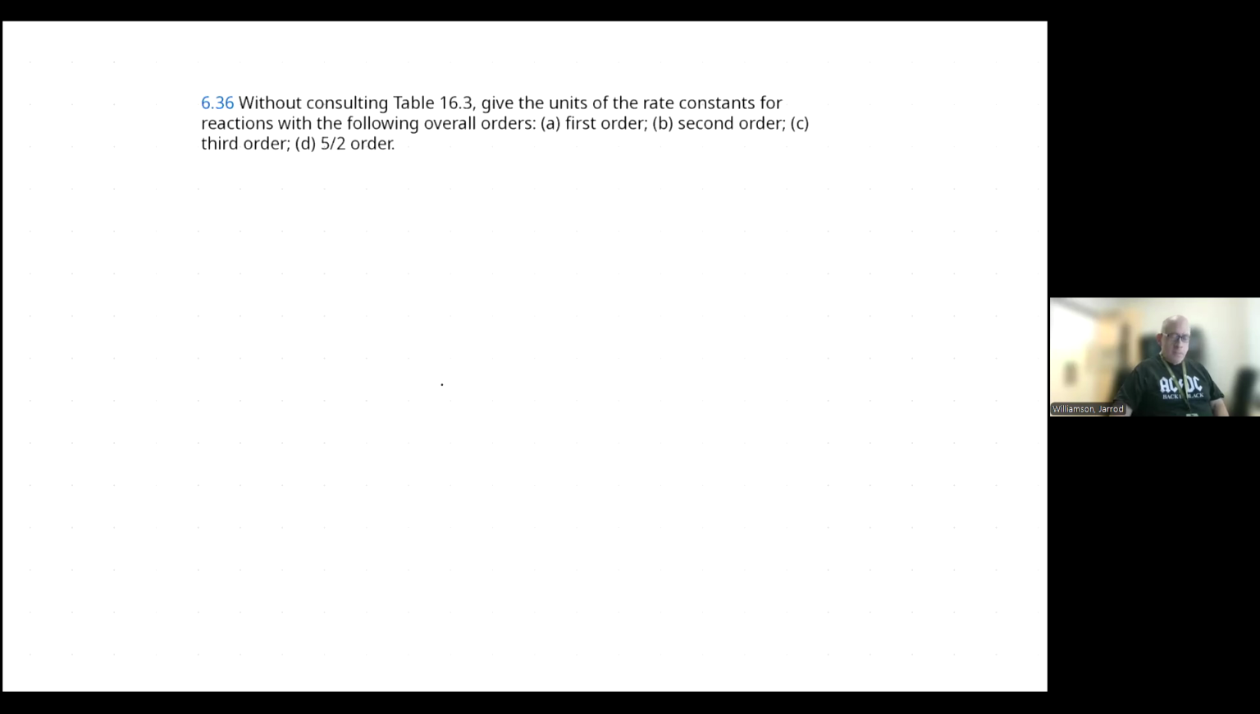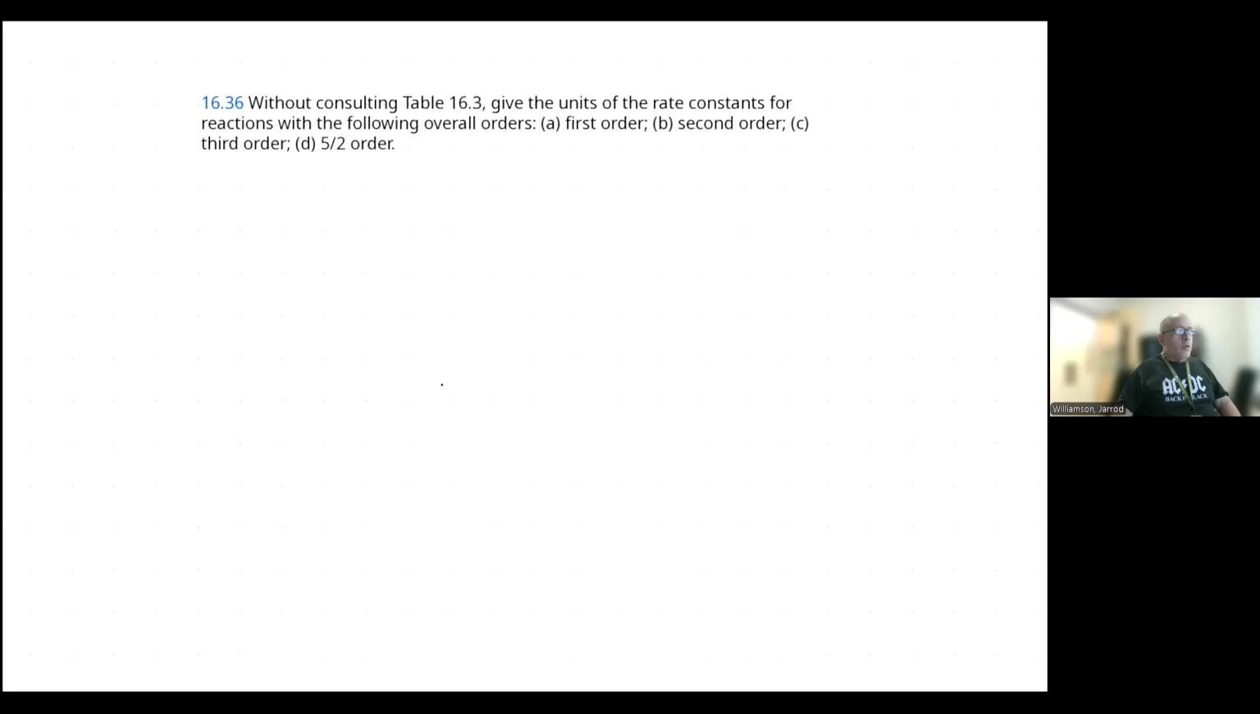Okay, this is Dr. Williamson solving problem 1636 for you guys. And it says, without consulting table 16.3, give the units of the rate constants for reactions with the following overall orders. First order, second order, third order, 5/2 order. I'm going to show you guys the process for solving it rather than memorizing, right?